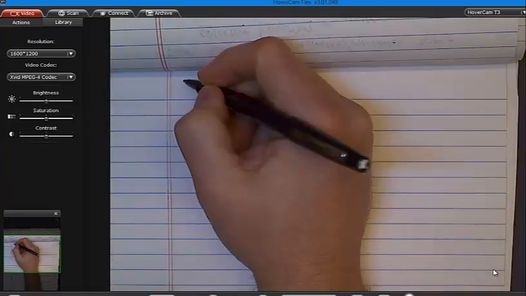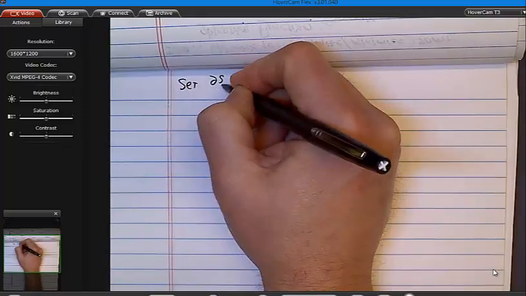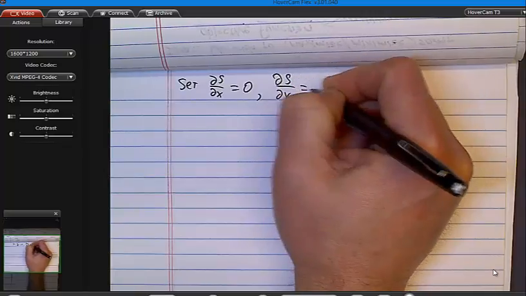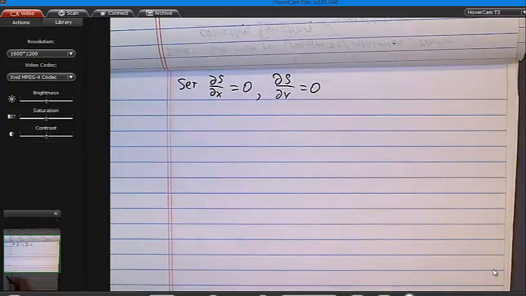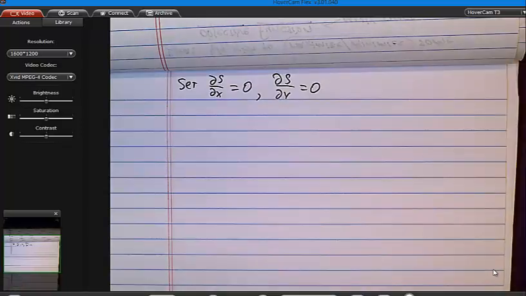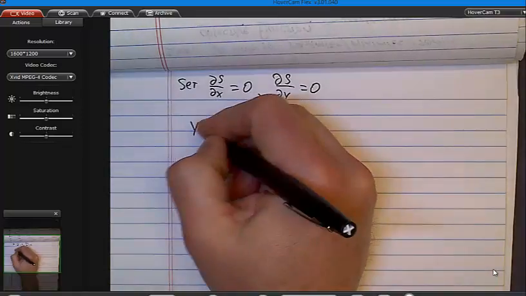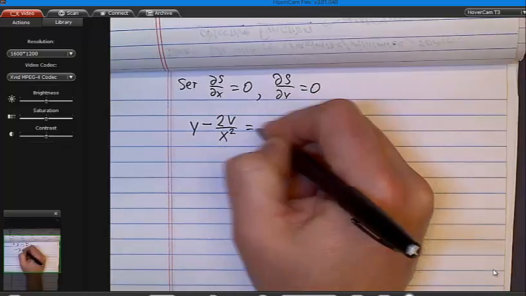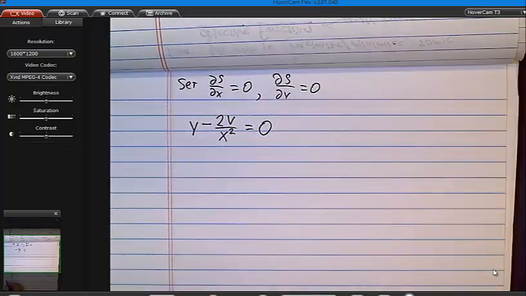All right, let me switch the page anyways. Let this thing bounce back. And what I want to do next, okay, is I'm going to set ds dx equal to 0 and ds dy equal to 0. Those two that I found. So Sx, the partial derivative with respect to x, was, well, okay, it was y minus 2v over x squared equals 0. Right?